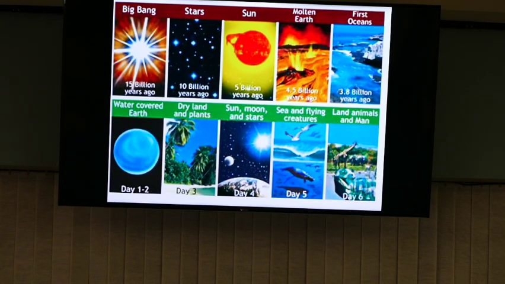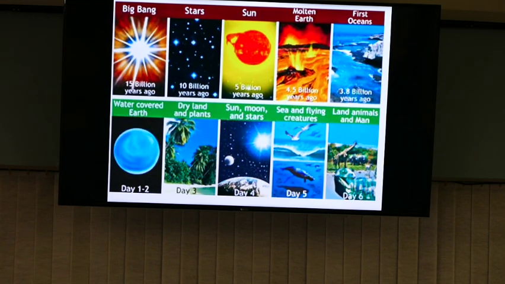Down here in the bottom, it's showing us day 1, 2, 3, 4, 5, and 6. Day 1, you had the earth created with its light and then its firmament. And then on day 3, you had the plants. Day 4, you had the sun and moon and the stars. Day 5, you have the ocean animals and the flying animals. And day 6, you have the animals and man.